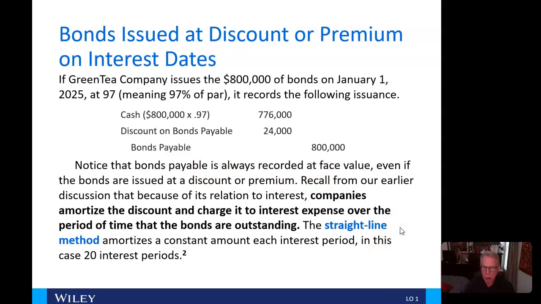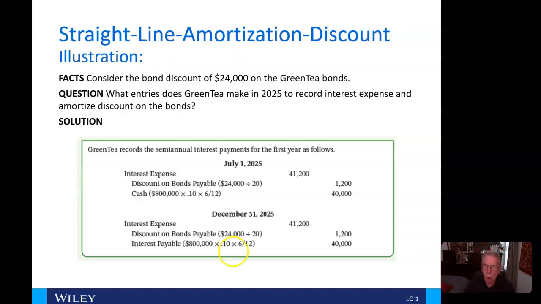First, we're going to look at the straight line method. That's what I will tell you frankly what I've always used because it's simple and not quite as theoretically correct as the effective interest method, but it gets the job done. So the straight line method is going to amortize a constant amount in each interest period, in this case 20 interest payments. So what we do is we take the cash, we're going to credit cash for 40,000.